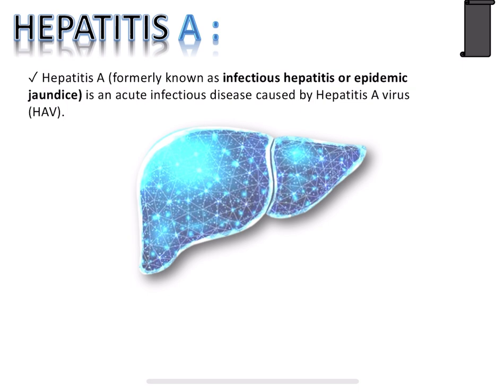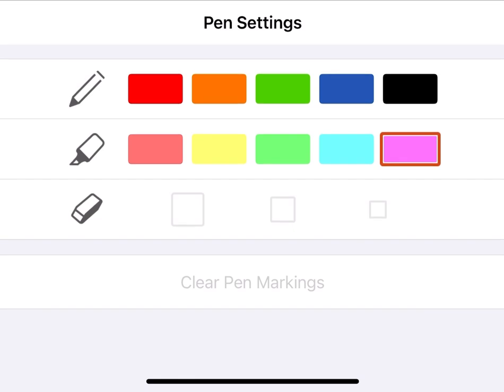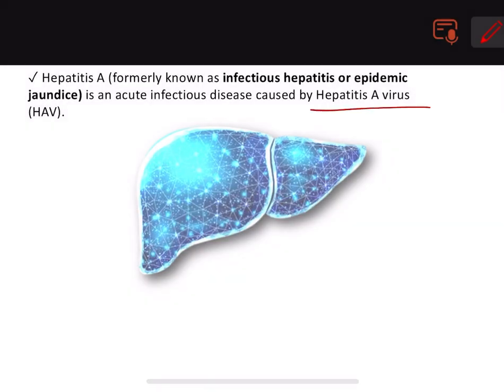Hepatitis A was formerly known as infectious hepatitis, or epidemic jaundice. It is an acute infectious disease which is caused by hepatitis A virus. Is it clear? It is caused by hepatitis A virus.